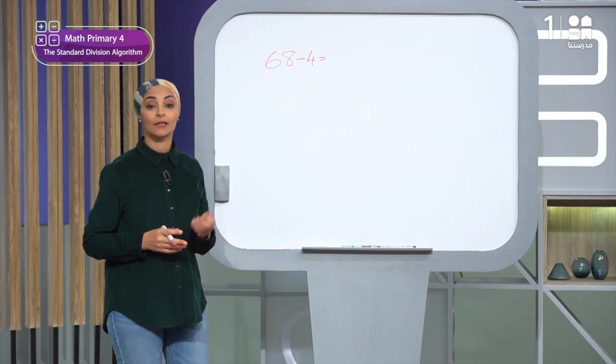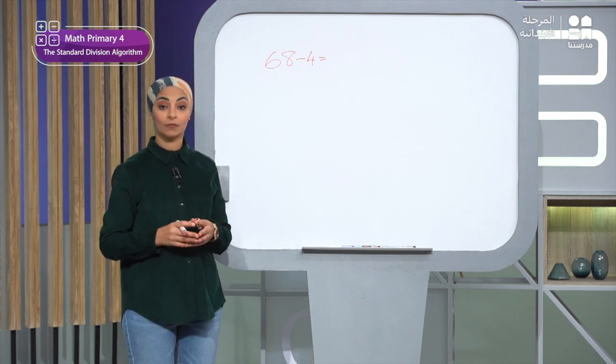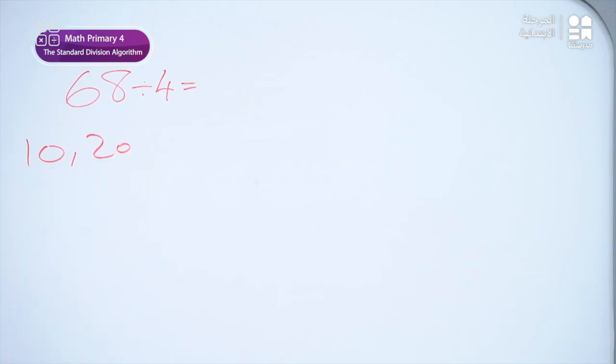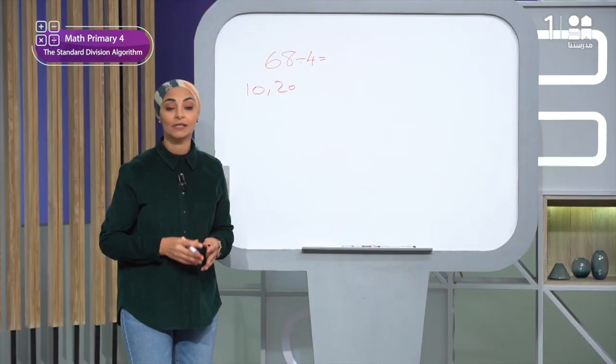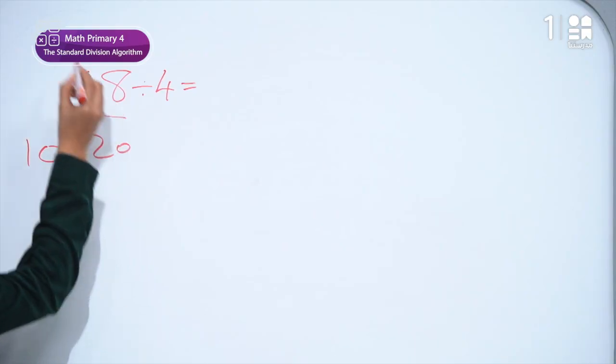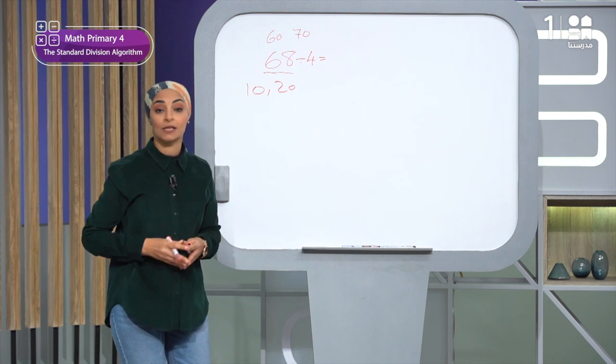We will find that the quotient is between what and what? 10 and 20, right? Let's write it like this. The quotient will be between 10 and 20. Why? Because 68 can be estimated to 60 or rounded to 70. 68 can be estimated to 60, and if I round it, it will be 70.